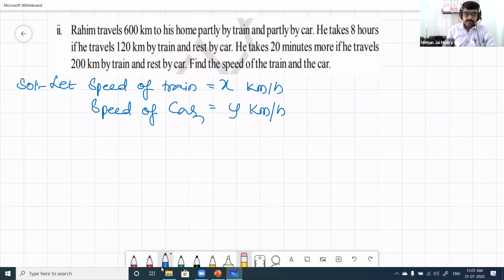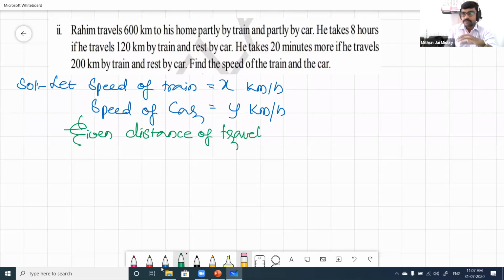Okay. So, one more thing is given. Total distance, sorry. The given distance, or distance to be traveled, is equal to 600 kilometers, right?